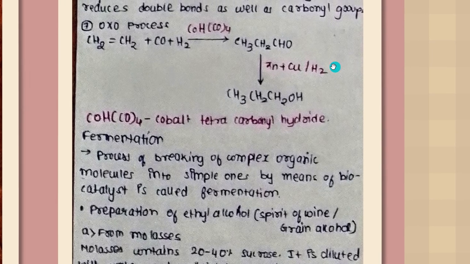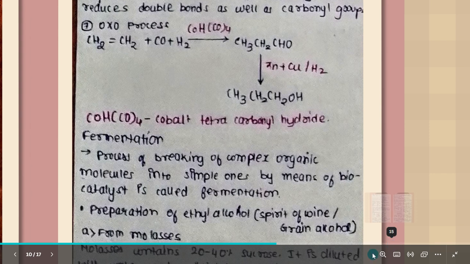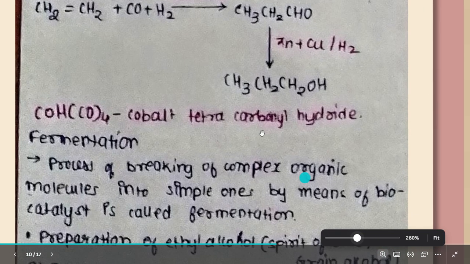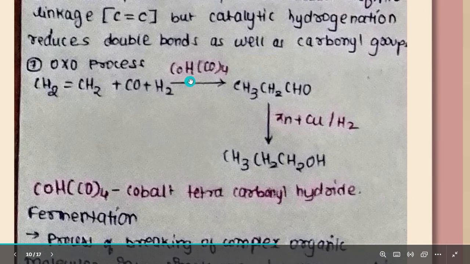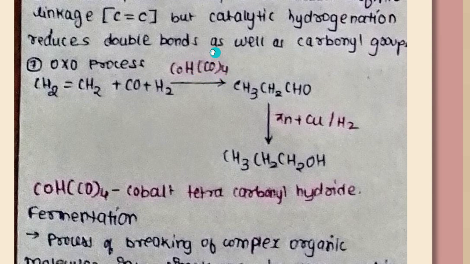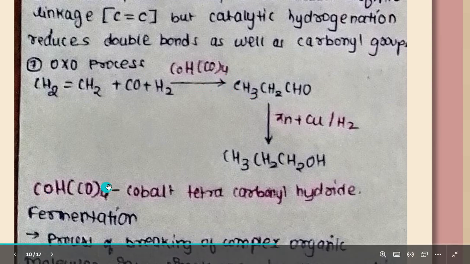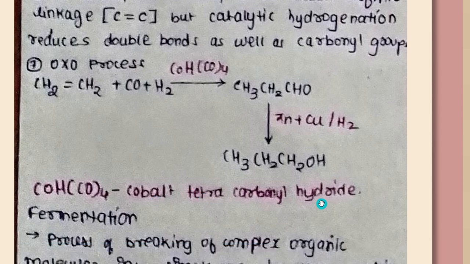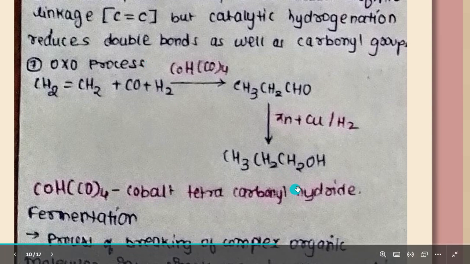Now coming to the seventh process, that is the oxo process. Here CH2 double bond CH2 plus carbon monoxide CO plus H2 in the presence of HCo(CO)4. Now you should focus here: the Co present outside is cobalt, and the CO present inside the bracket is carbon monoxide, 4 times. Now what is this actually? This compound is known as cobalt tetracarbonyl hydride. The reagent in the oxo process is cobalt tetracarbonyl hydride.